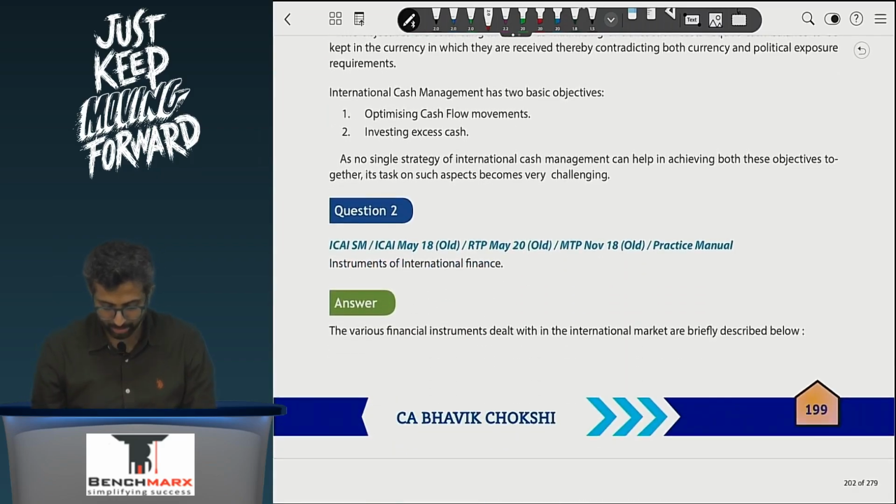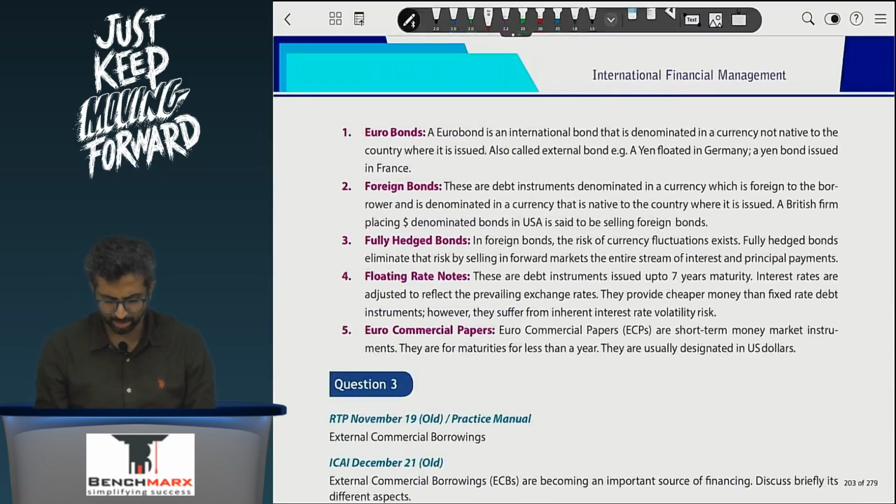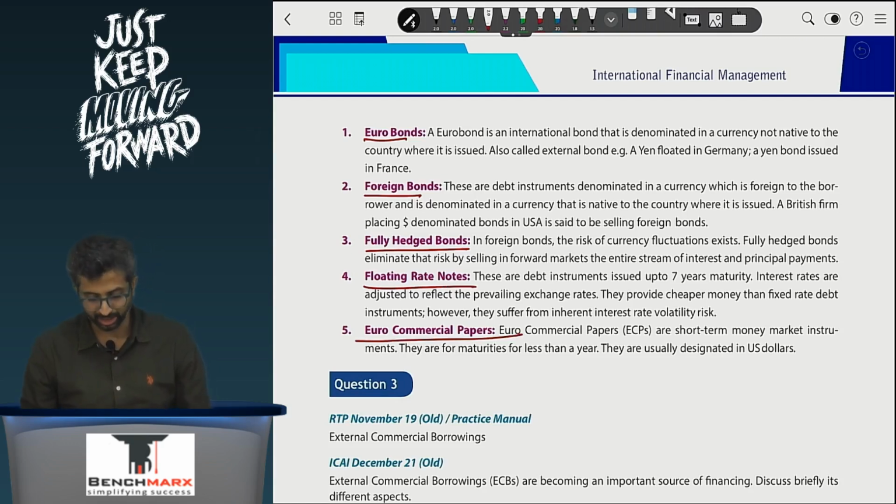Okay, instruments of international finance. Various instruments can be euro bonds, foreign bonds, fully hedged bonds, floating rate notes, euro commercial paper. Euro bonds are international bonds which are denominated, let us say, in euros. Foreign bonds are denominated in any currency other than your currency. Fully hedged bonds are bonds where the risk of currency fluctuation does not exist. You have ensured that this is a bond which will redeem at this value only. Floating rate notes are where the rate of interest keeps on changing, and euro commercial papers are for maturities less than a year. They are commercial papers. Euro bonds will have more than 1 year. Commercial papers less than 1 year.